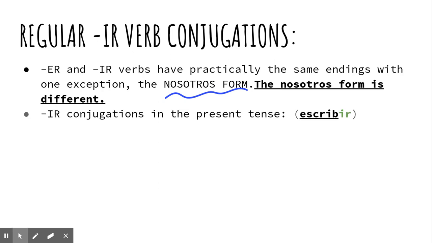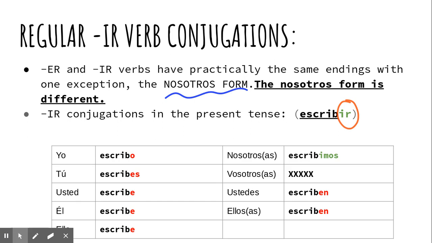So let's look at the verb escribir. As you can see, in escribir, now we have an IR ending. Well, just like with correr, those endings are very much the same.